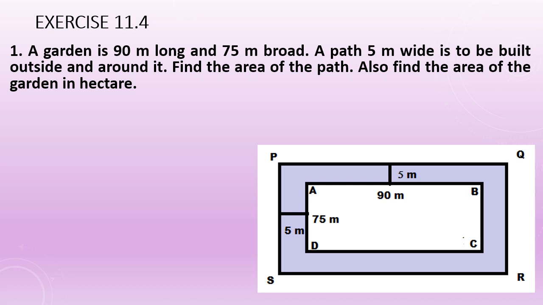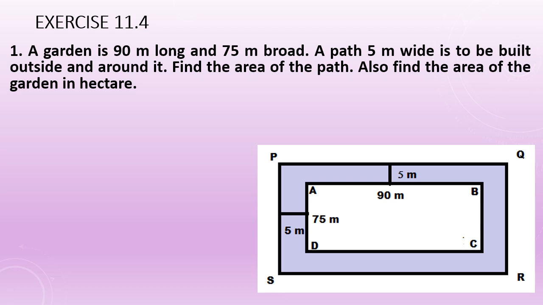Children, so we are getting another rectangle PQRS. They are asking area of path. That means we can find area of this shaded portion. How to get the area of this shaded portion? Yes, from the bigger rectangle, area of bigger rectangle minus area of smaller rectangle, we will get the area of the shaded portion. Yes, correct. But we know the length and breadth of inner rectangle, small rectangle only. How to get the length and breadth of outer rectangle?